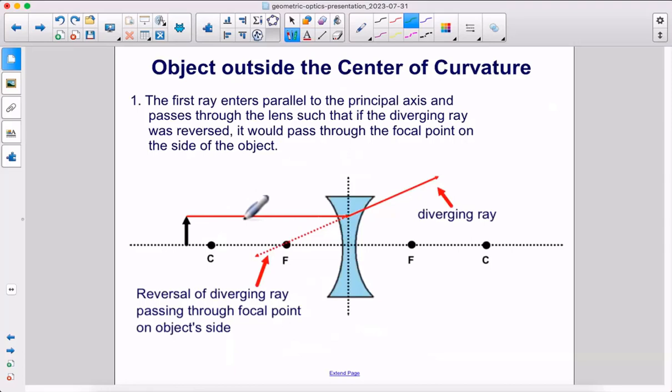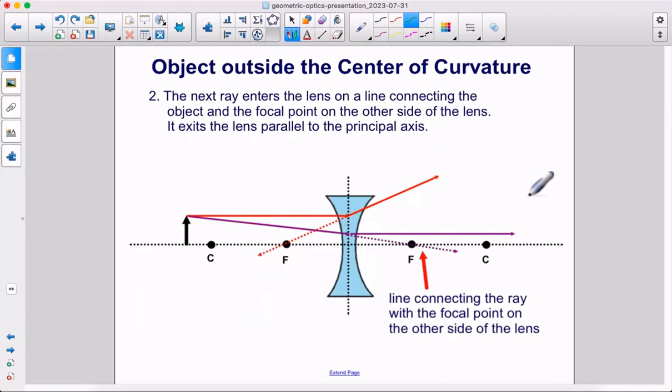All right, here's that first ray. It's parallel to the principal axis, then it hits the lens. At this point, you're going to trace back a line that goes through the focal point. The real light ray goes off that way. However, we're tracing it back, and that is the reversal of the diverging ray passing through the focal point.